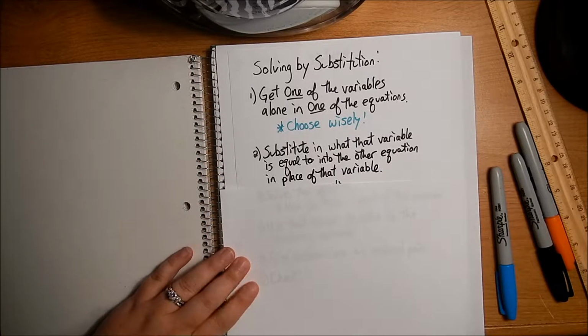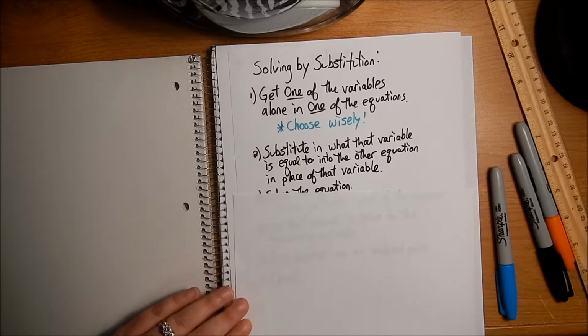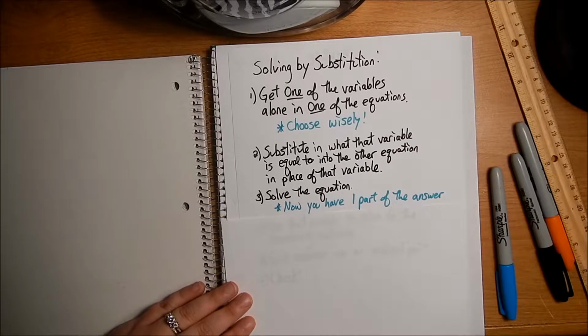Second step. Now this is what I'm talking about. It's easier to see this done than to read it. You're going to substitute what that variable is equal to into the other equation in place of that variable. We'll go through that in a minute. Then we're going to solve the equation. That's going to give you one part of your answer.